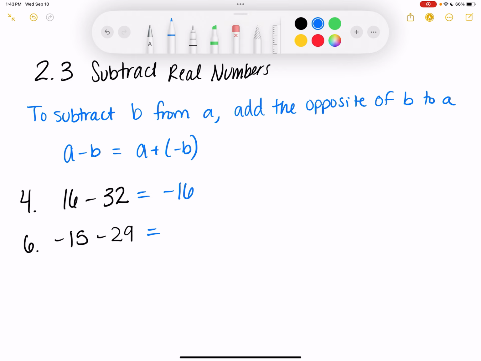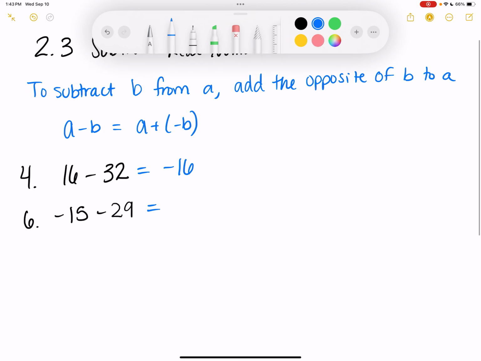Okay, this one. We can add the numbers together and then we keep the sign because they're both negative. So we get negative what? Negative 44.